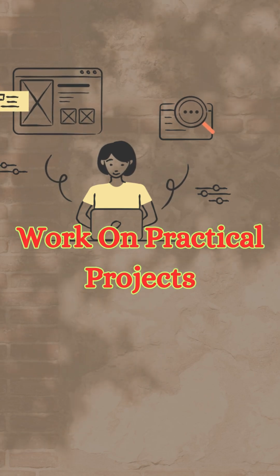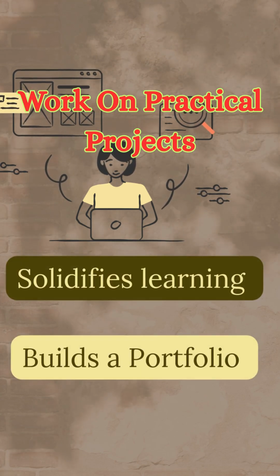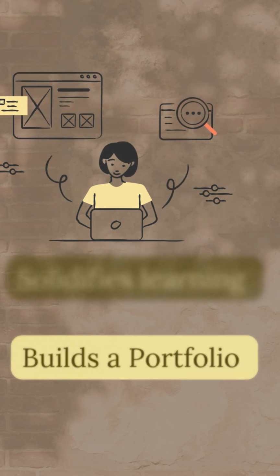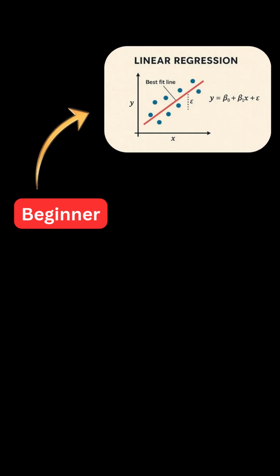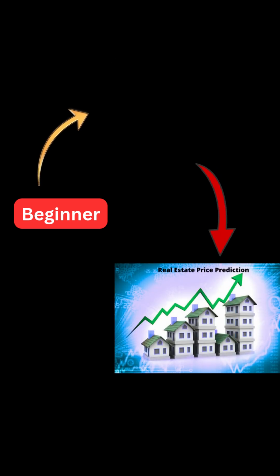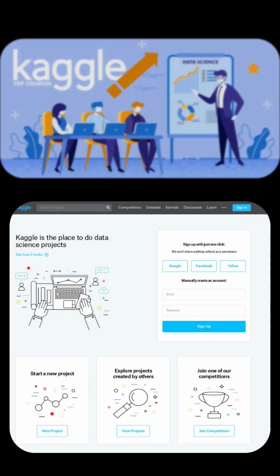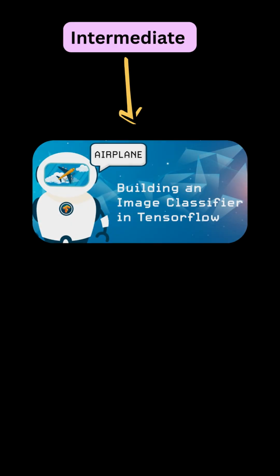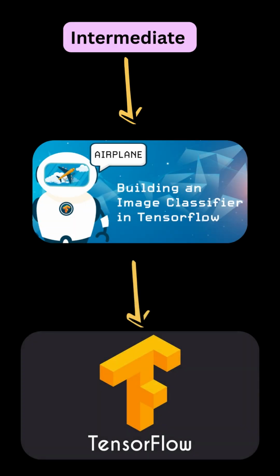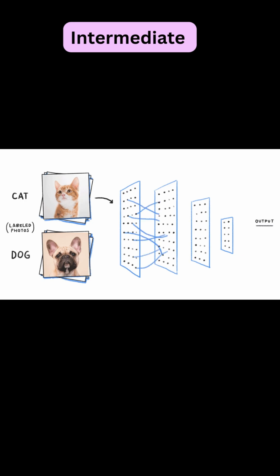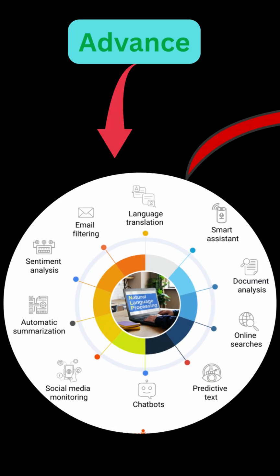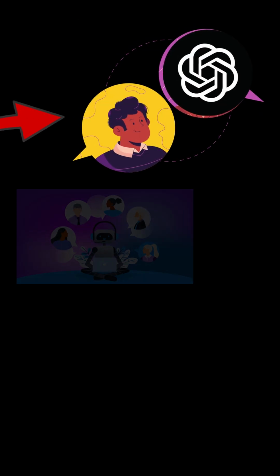Work on practical projects, because hands-on experience solidifies learning and builds a portfolio. How? A beginner can build a linear regression model to predict house prices using Kaggle datasets. Intermediate, create a simple image classifier using TensorFlow, such as on the MNIST dataset. Advanced, develop a chatbot using NLP libraries like Hugging Face's Transformers.